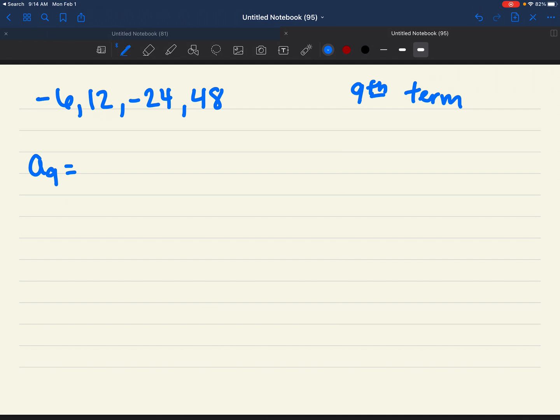Okay, so the first thing I start with is a sub 1. What's my first term in the sequence? -6. Okay. The next thing is r, which is the common ratio. How do I get from one number to the next? Times -2. And then my exponent is going to be whatever term I'm finding minus 1. Okay? Can anyone solve that for me?